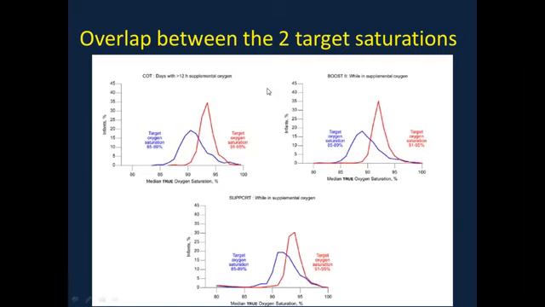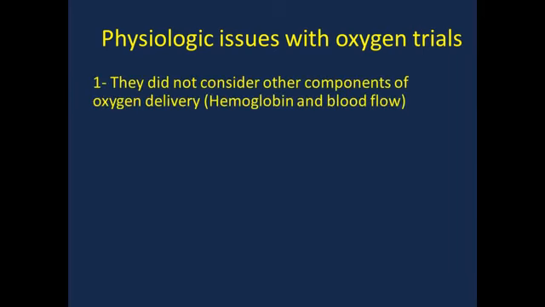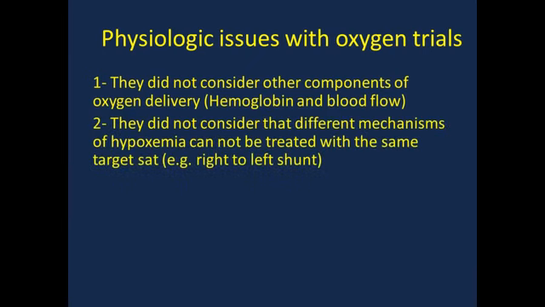There are some issues with the design of all of these trials, including overlap between the two target saturations. When we assessed the pulse oximetry used in all of these trials, there was significant overlap between the two target saturations, which makes relying on these results an issue. And then there are some physiologic issues with these oxygen trials, which, in my opinion, are more important to consider. They did not consider other components of oxygen delivery, like hemoglobin or blood flow. They did not consider that different mechanisms of hypoxemia, like right to left shunt, cannot be treated with the same target saturation.